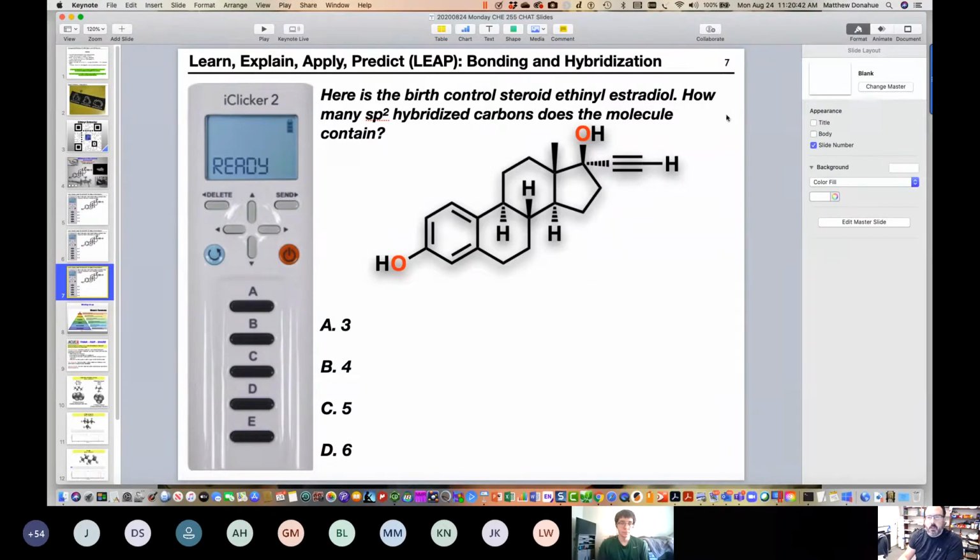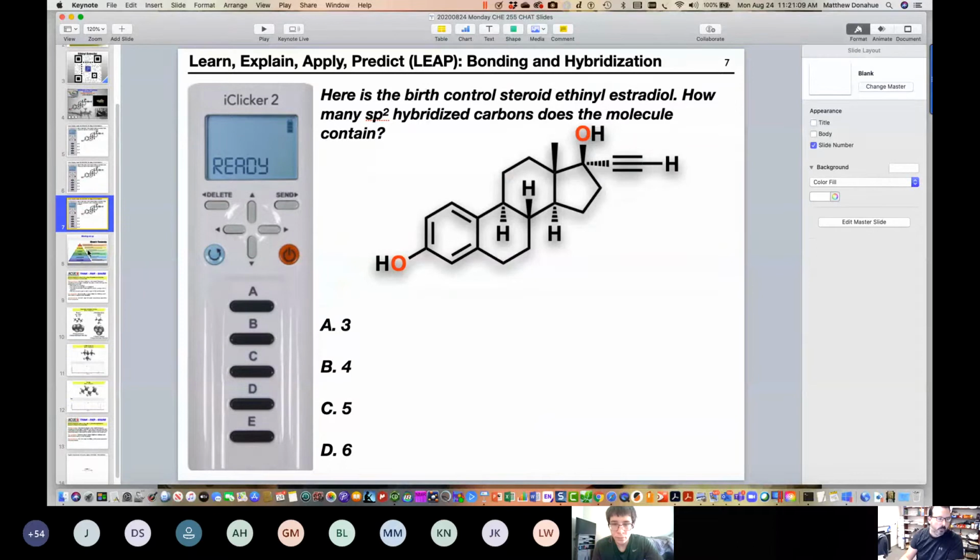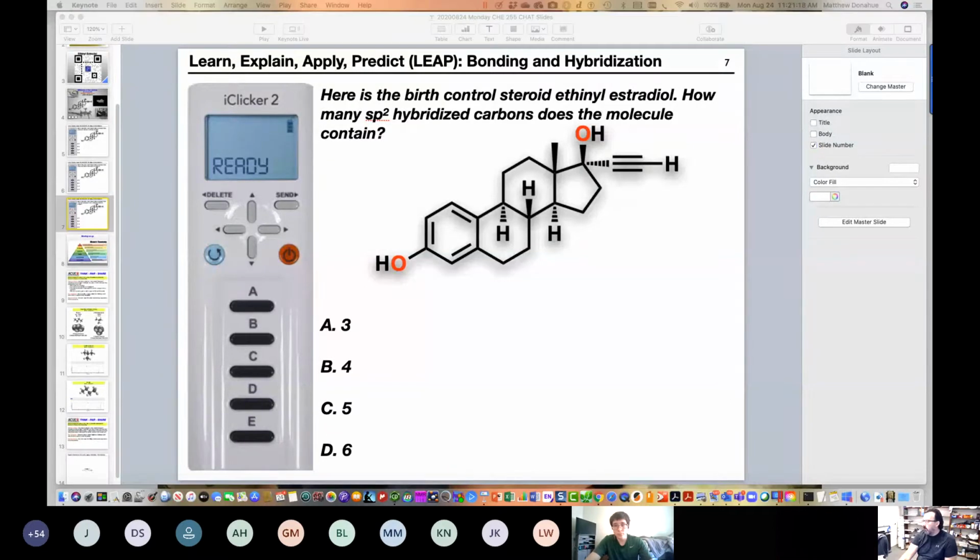So here's our next question. How many sp2 hybridized carbon atoms does the molecule contain? sp2 hybridized carbon atoms. We had some 3s showing up. Looks like we're on a run of 6s here. The correct answer is 6.